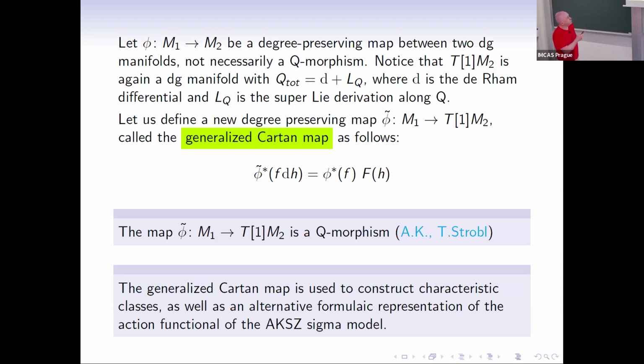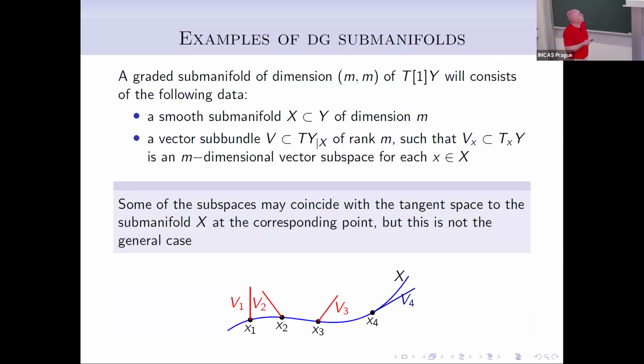And one of the applications of this formula is that we can produce the action function for the Alexandrov-Kontsevich-Schwarz-Zaboronsky sigma model using this generalized Cartan map. It gives some kind of easy construction of it. Okay, so now let me explain a little bit about DG submanifolds.